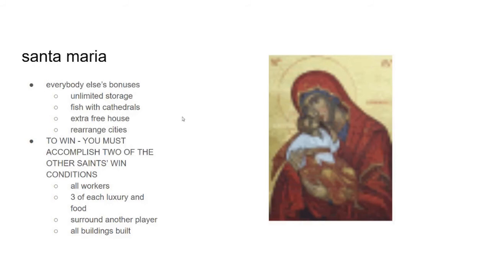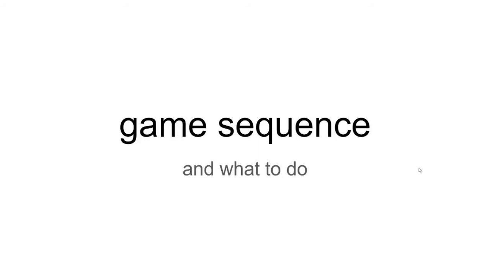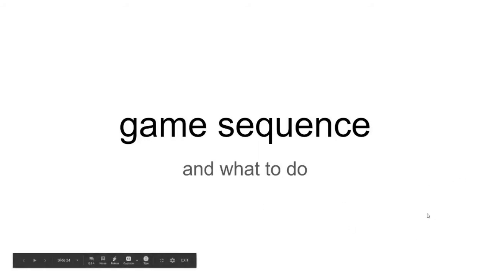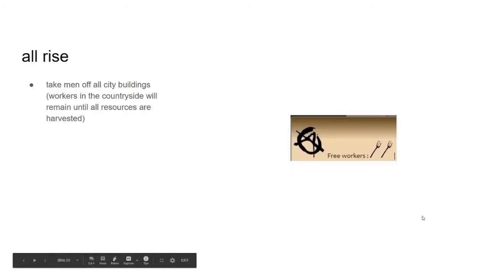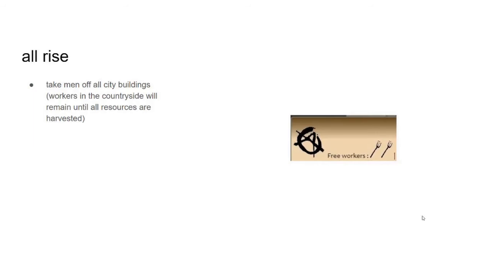Okay. Well, how do you play the game? Let's look at the game sequence and what to do. The first phase of each turn is All Rise. So any workers in city buildings will be returned to your free worker pool. Each worker is represented by a pitchfork in the free worker pool. So this person has two free workers available.